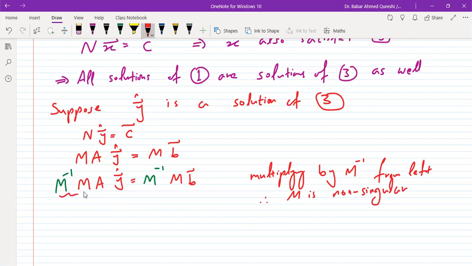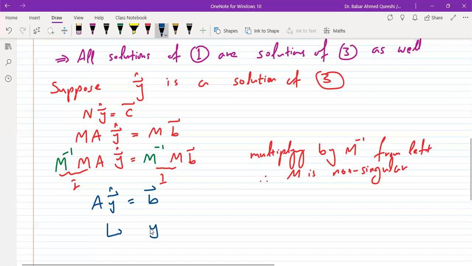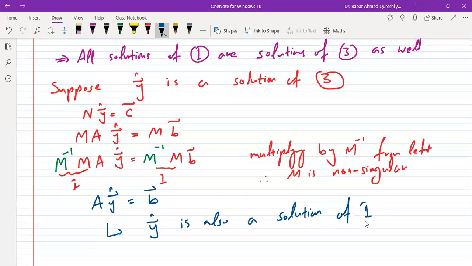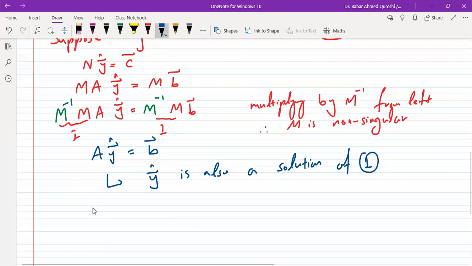So this just gives me identity. Similarly over here, and I get back A y hat is equal to b, which was my original equation. So this is saying that y hat is also a solution of 1. So all solutions of 1 are solutions of 3, and all solutions of 3 are solutions of 1. So systems 1 and 3 are equivalent.